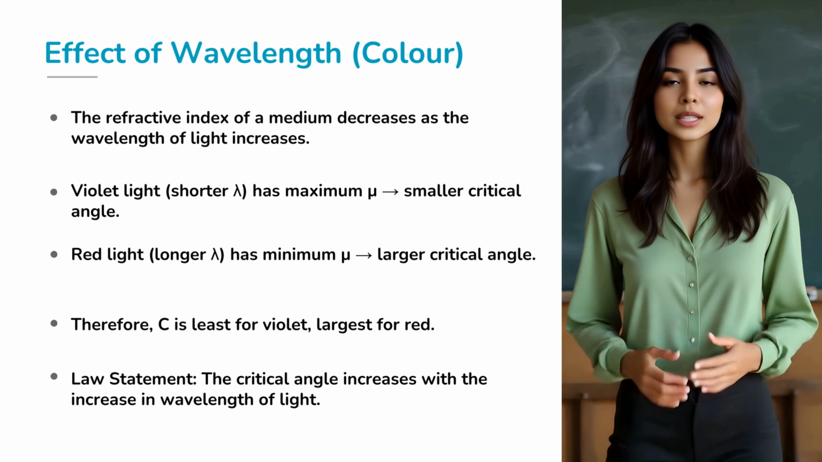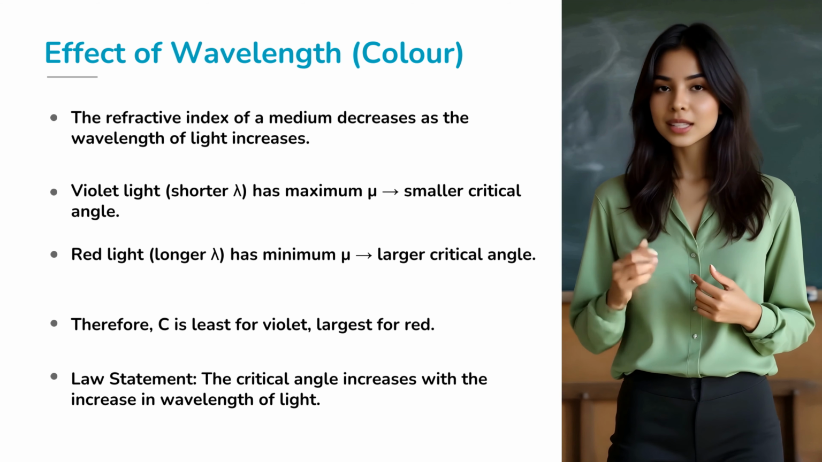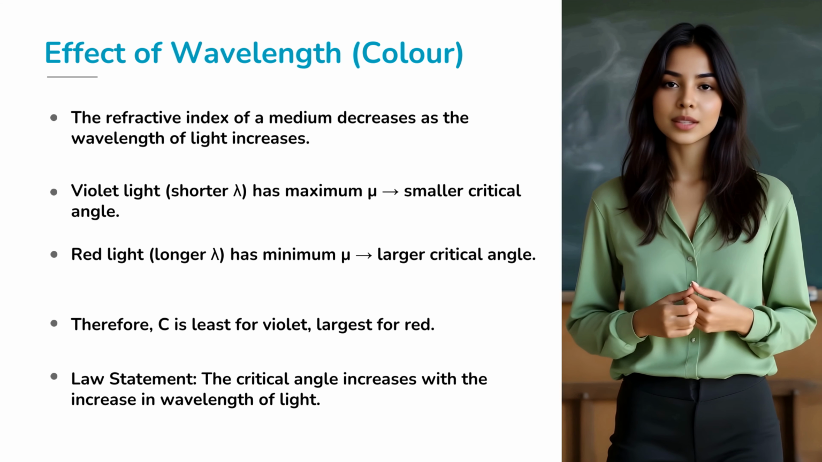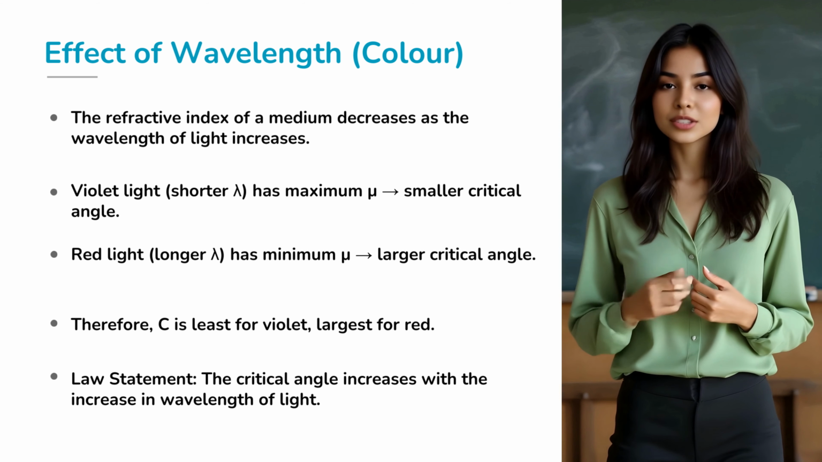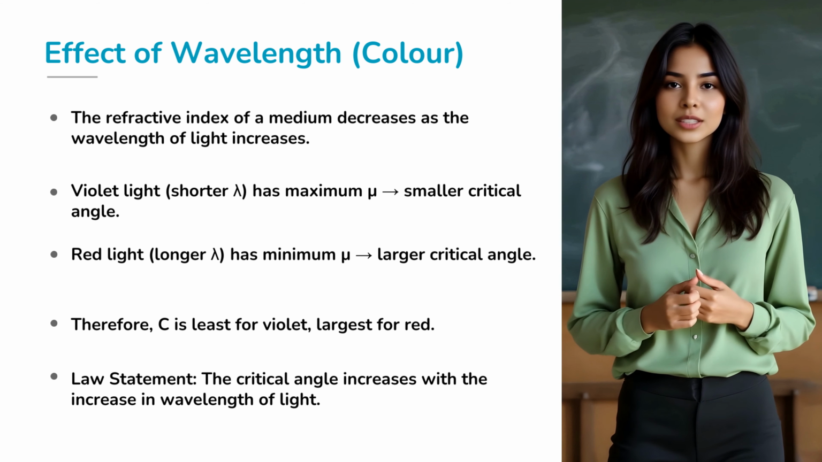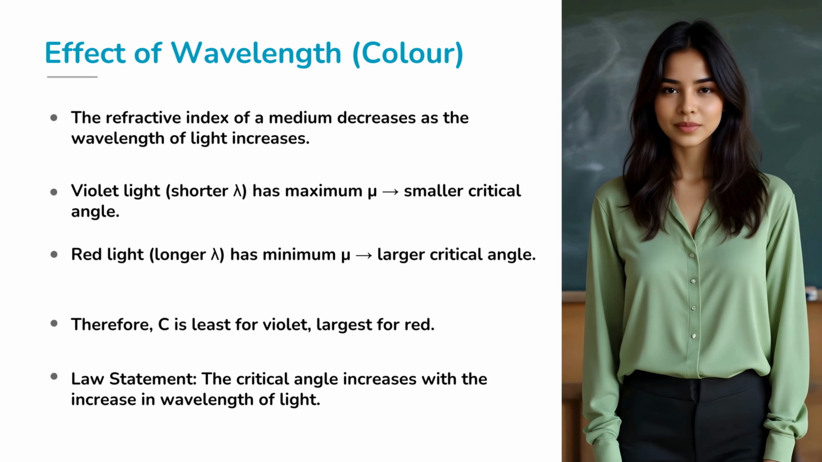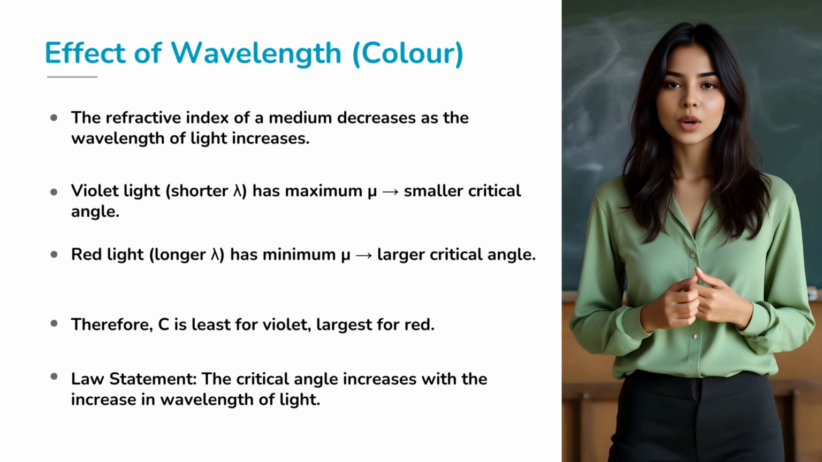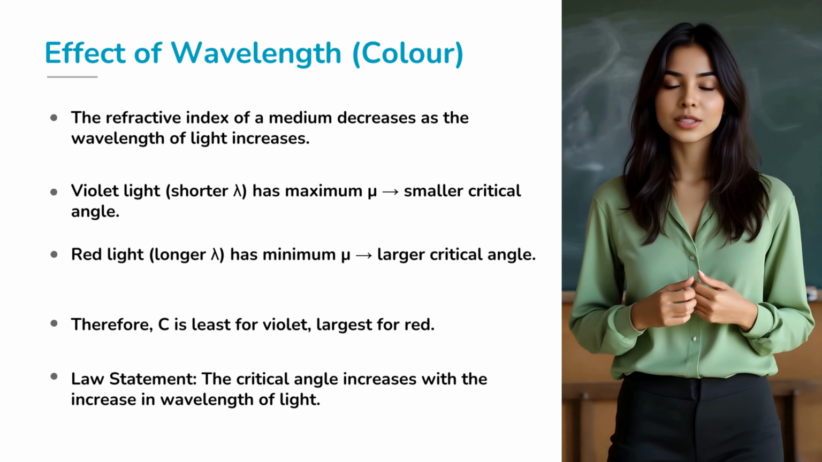Now here's something even more exciting. Does the color of light affect the critical angle? The answer is yes. Remember that the refractive index of a medium is not the same for all wavelengths. Shorter wavelengths, like violet light, are refracted more strongly, which means they have a higher refractive index. Longer wavelengths, like red light, have a lower refractive index.